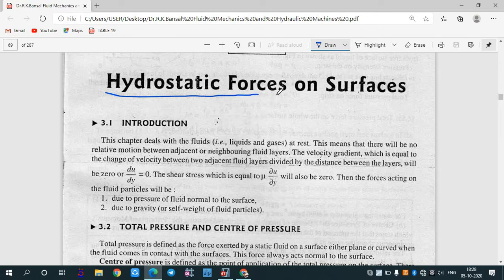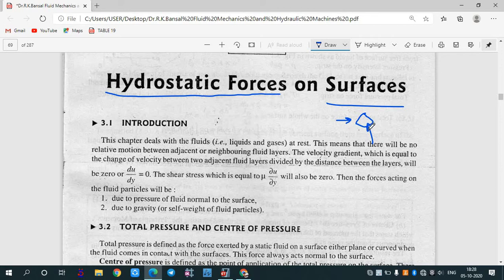Hydrostatic force is all about a static fluid, when the water or any other liquid is not moving. If you keep any surface or immerse any object inside a liquid, and we are considering it as water, then the forces acting on this body are nothing but the hydrostatic forces.